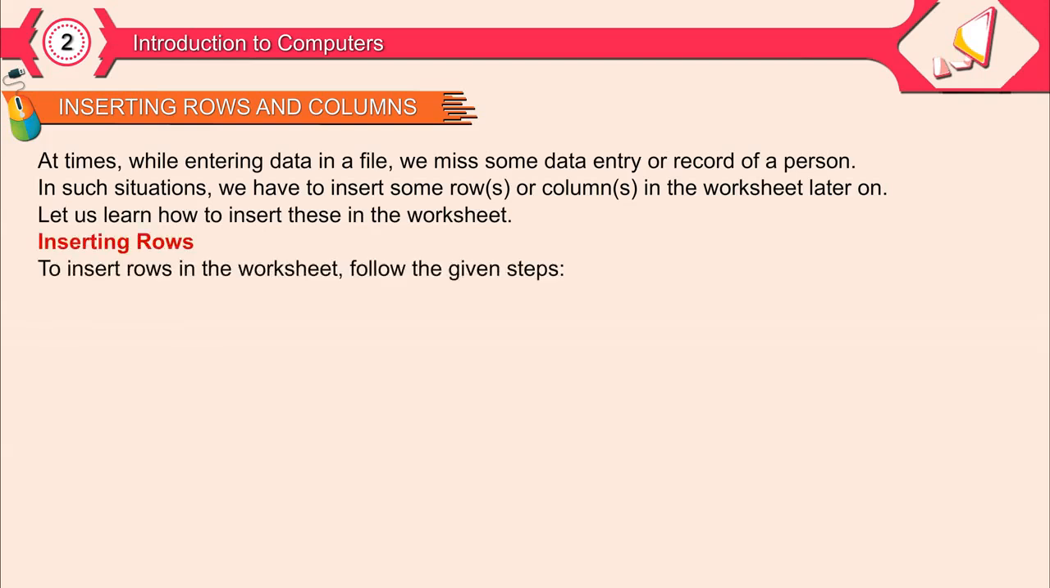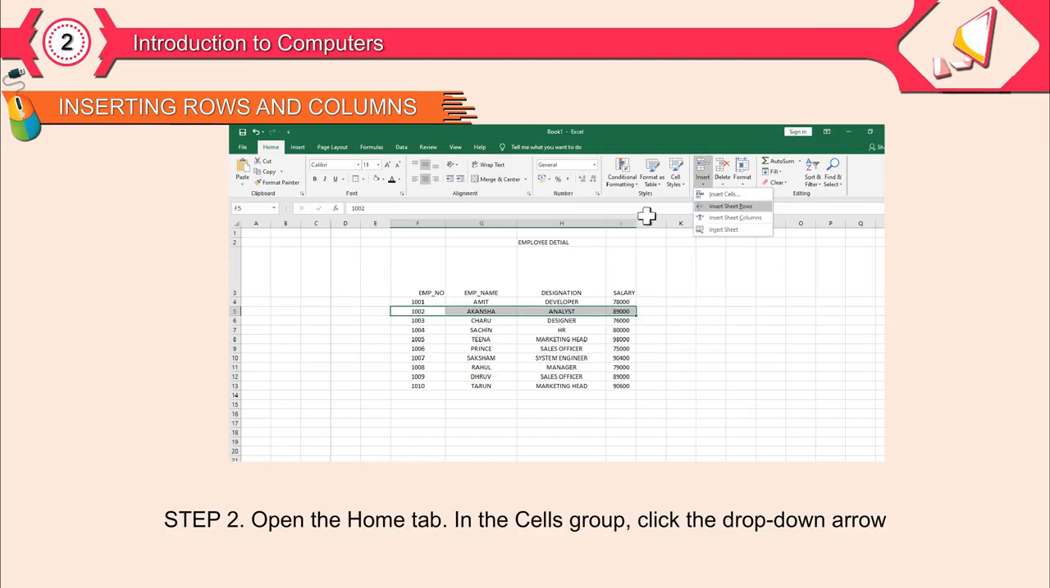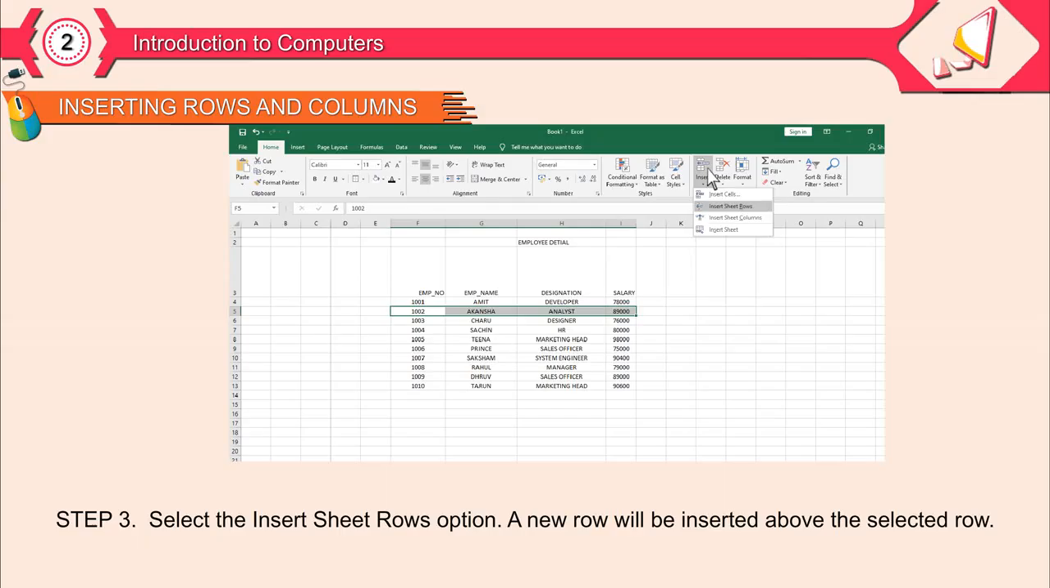Inserting rows. To insert rows in the worksheet, follow the given steps. Step 1. Select the row above which we want to insert a blank row. Step 2. Open the Home tab. In the Cells group, click the drop-down arrow next to the Insert button. A drop-down menu appears. Step 3. Select the Insert Sheet Rows option. A new row will be inserted above the selected row.